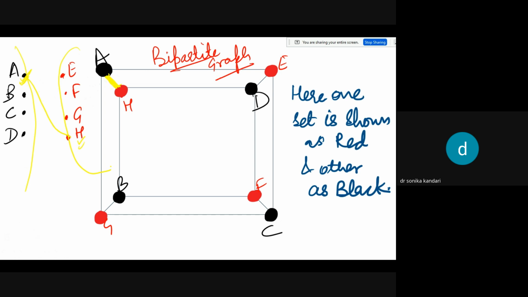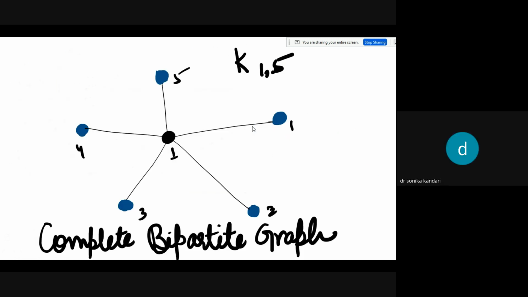Is it clear, class? See B, F. B is connecting with F. They are from different groups. Then see H, D. This is DH. D is from this group and H is from this group. So this is an example of a bipartite graph. Is it clear?